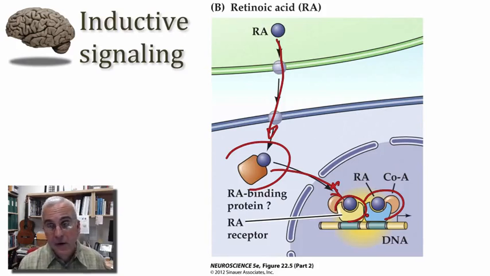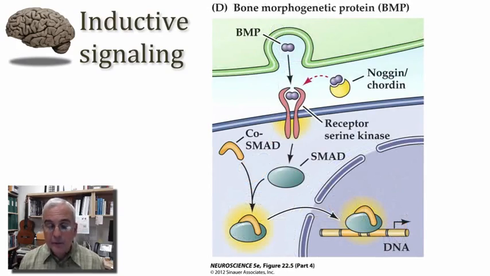Well, let's consider some other kinds of inductive signals. Most of our inductive signals are actually not steroid hormones, they're peptide hormones. So these are substances that are secreted and interact with surface-bound receptors. One of our peptide hormones that I'd like to talk just a little bit about is called bone morphogenetic protein, or BMP for short. The way BMP works is that it interacts with a surface receptor.